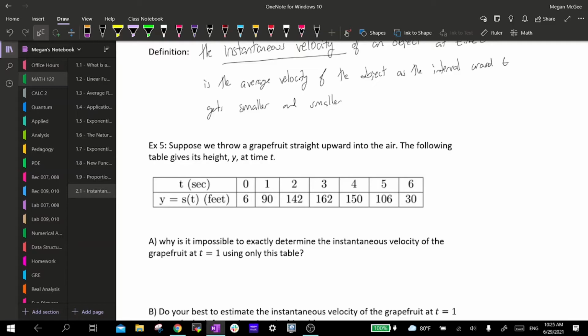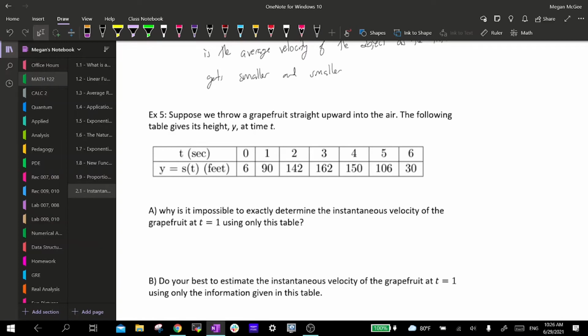All right, so let's go ahead and look at this table. It looks like we have 6 seconds worth of data. Time is in seconds. All right, so we have, well, 7 seconds. We're starting at 0. At time t equal to 0, the grapefruit is 6 feet off the ground, because y is the height. So most likely, this person is holding the grapefruit at about 6 feet high. That's where it's starting. It's not starting at the ground. So they're holding the grapefruit and they're going to throw it straight upwards into the air.